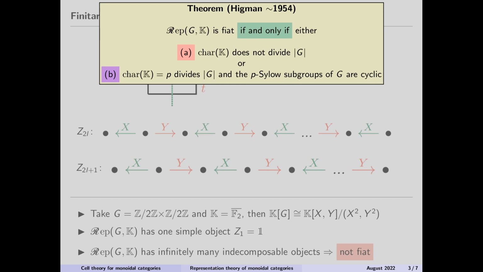If the characteristic divides the order of the group, then what you need in order to have finitely many is that the p pseudo subgroups need to be cyclic. And let's double check here. The two pseudo subgroup is the group itself. It's not cyclic. There you go. You have infinitely many. And the way to prove this is actually to write down.